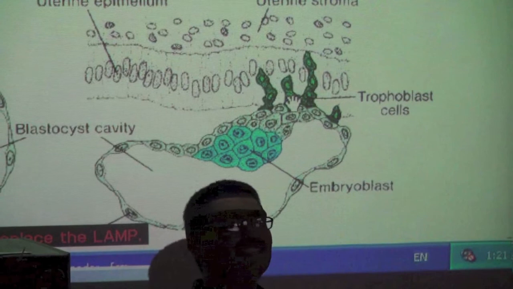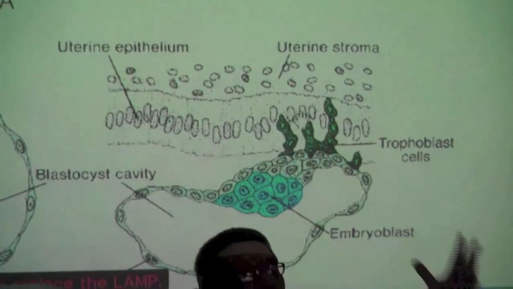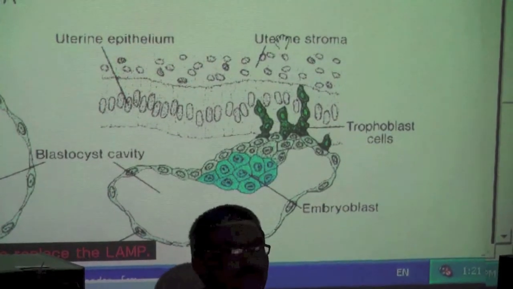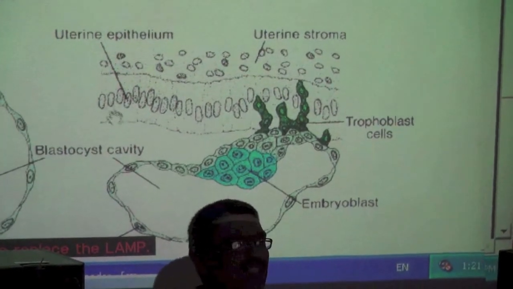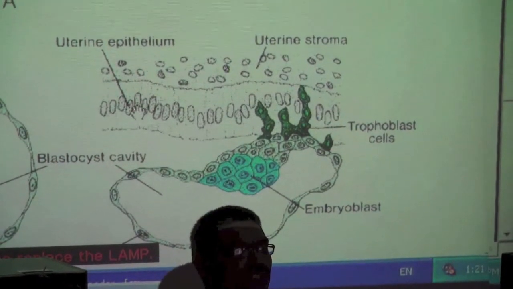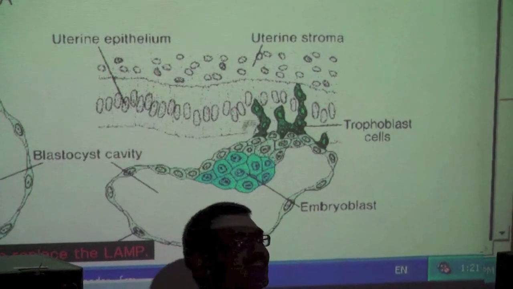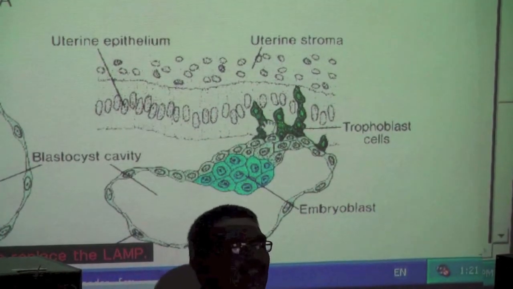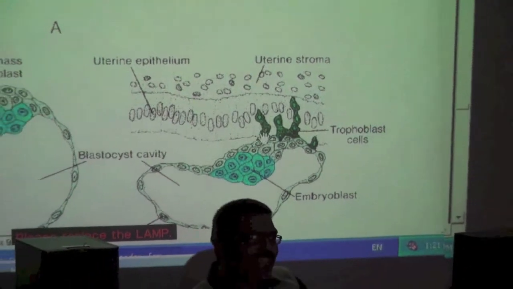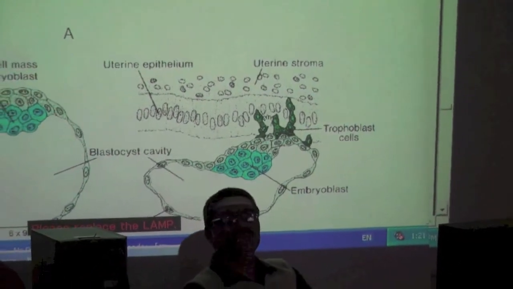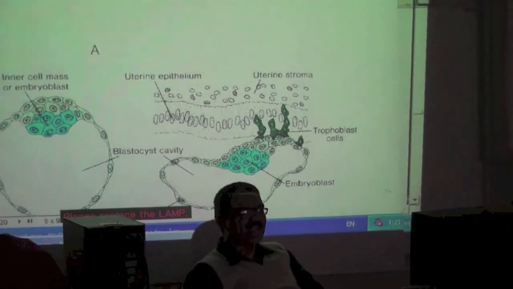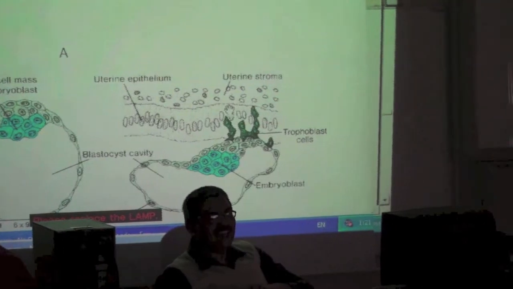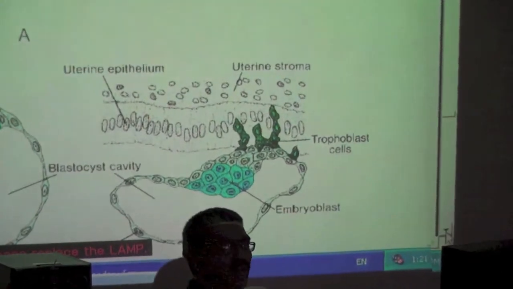Now the syncytial trophoblastic cells release enzymes, collagenase, and lytic enzymes, hydrolytic enzymes. Now this is uterus. When these enzymes are released, they degenerate the collagen and the intercellular substance, and it starts going inside the endometrium. When does this start? 5.5 days after ovulation.